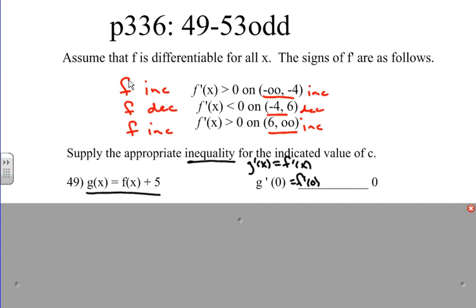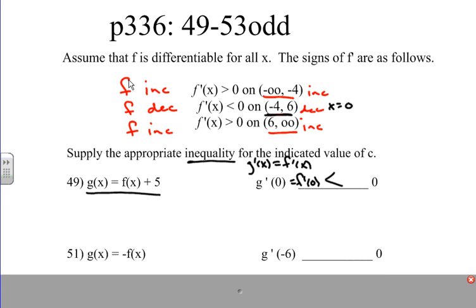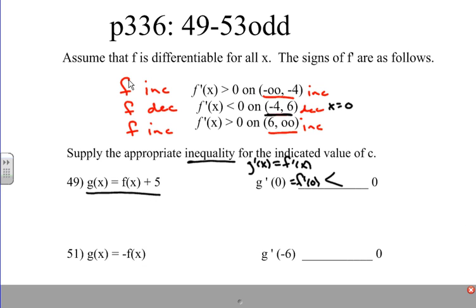If you look at our values, we're plugging 0 into the derivative function. So we look at our intervals. Where do we have x equaling 0 for the derivative? It would be on this interval. So we would know that f prime would be negative, so it would be less than 0. We also know that g would be increasing on the interval. We have some other ones.